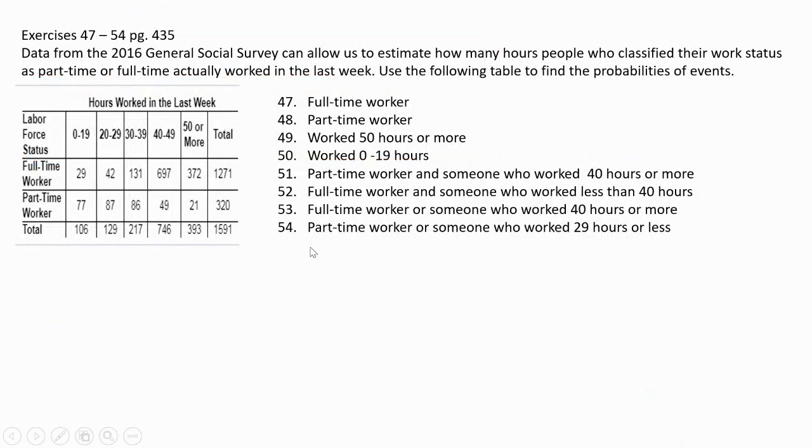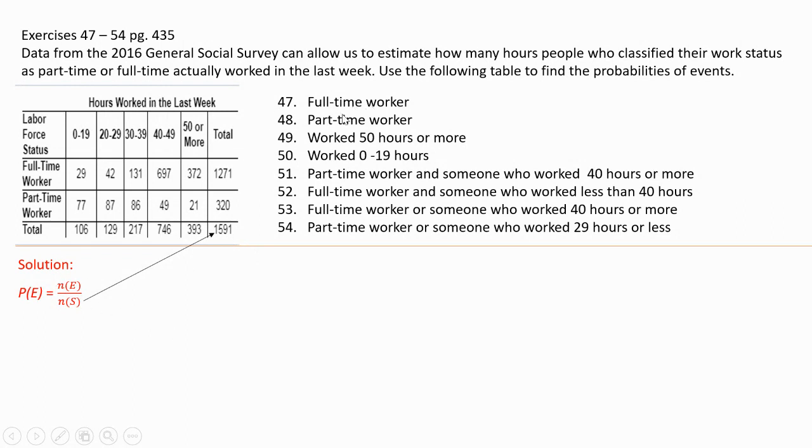Okay, now, let's see here. Here we have exercises 47 to 54 on page 435 from the 1324 book. Here is data from the 2016 General Social Survey that can allow us to estimate how many hours people who classify their work status as part-time or full-time actually worked in the last week. Use the following table to find the probabilities of the event. Okay, now here, what my sample space will be, right, so this is my sample space, 1591.